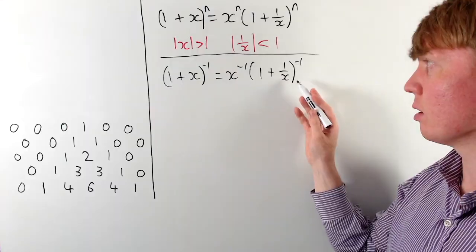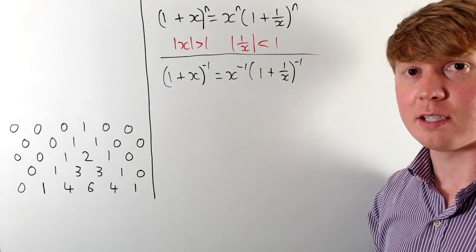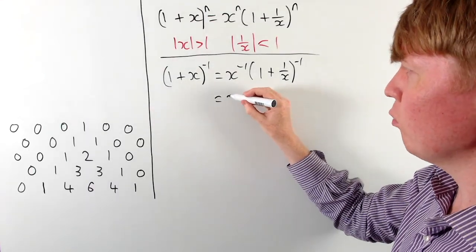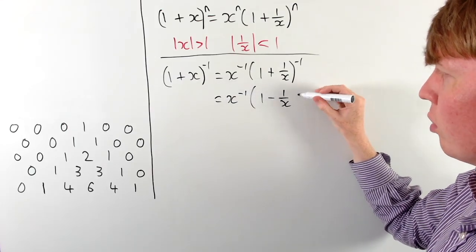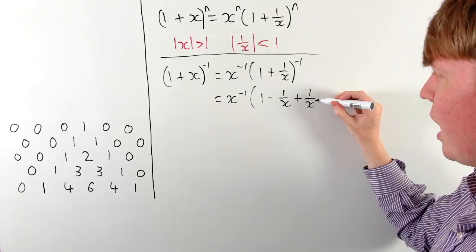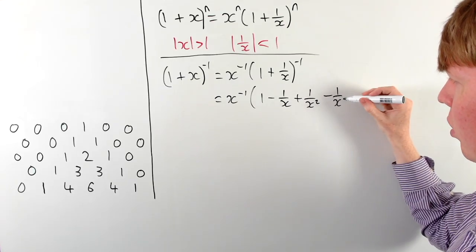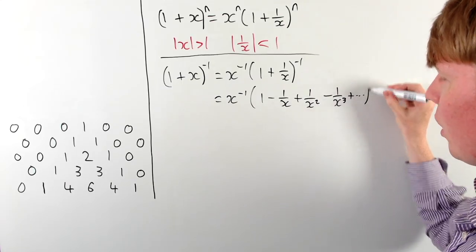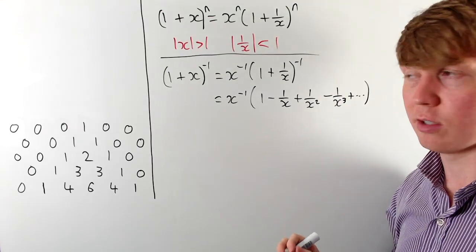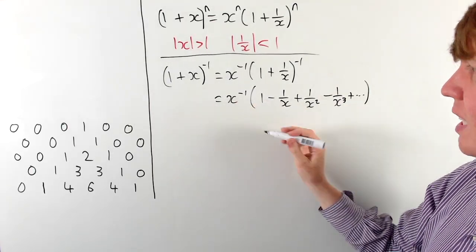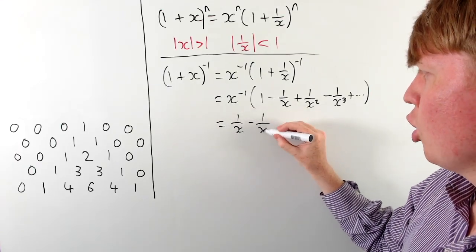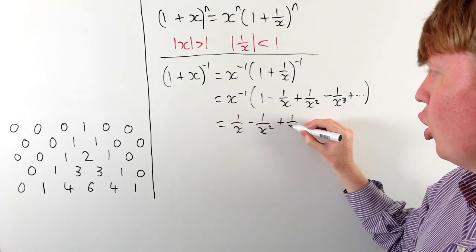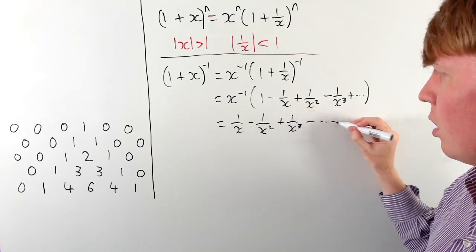And this is valid because the modulus of 1 over x is still less than 1 here. So we can write this as x to the negative 1 times 1 minus 1 over x plus 1 over x squared minus 1 over x cubed, and so on, just using our binomial series expansion. And then if we multiply everything by this x to the negative 1, we get 1 over x minus 1 over x squared plus 1 over x cubed, and so on.